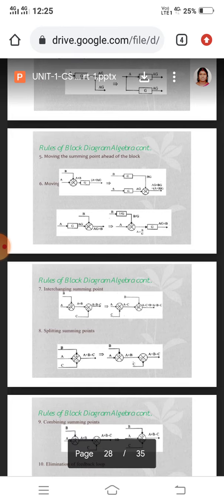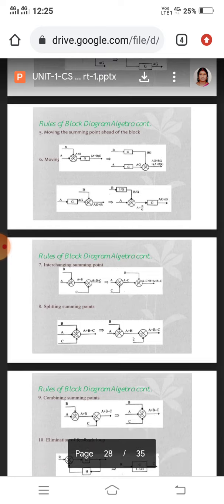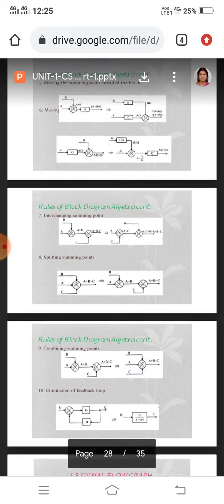Eighth one is splitting the summing point. One summing point has three inputs A, B, C. Now we want to separate or split the summing point accordingly. AB is one summing point, C is another summing point, without any change in value.